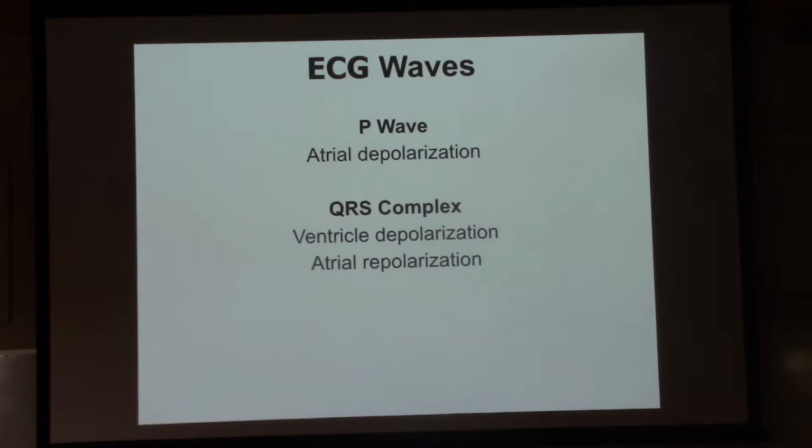Timing-wise, this is also where you get atrial repolarization. Right? So the atria are done depolarizing, they're done contracting, and they repolarize at this point. And then the third part is the T wave, which is ventricular repolarization, or the ventricles repolarizing. Okay, everybody got that? Okay.